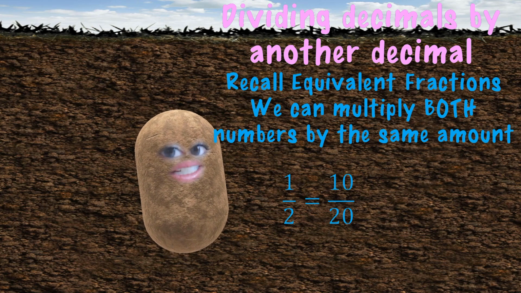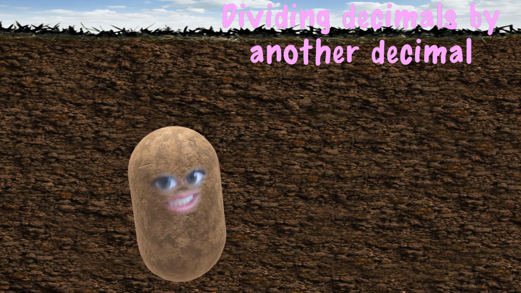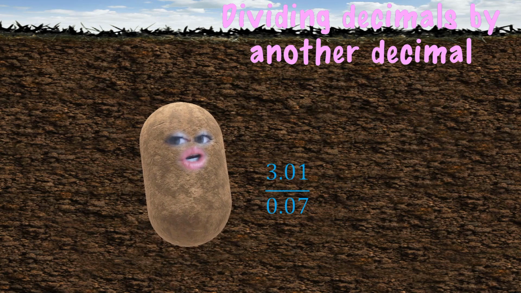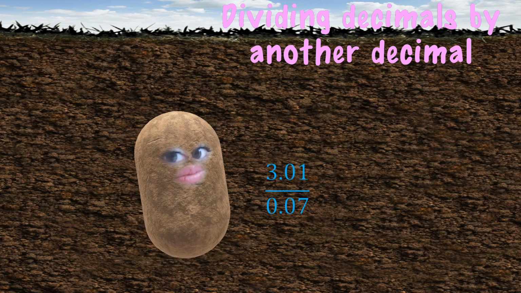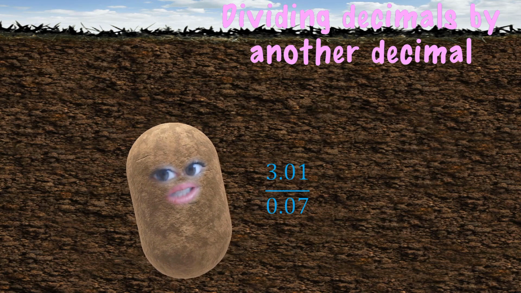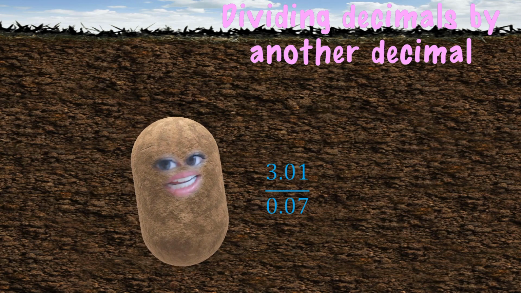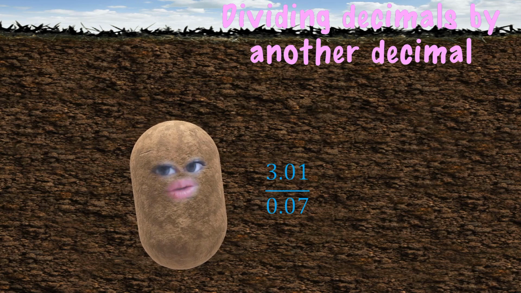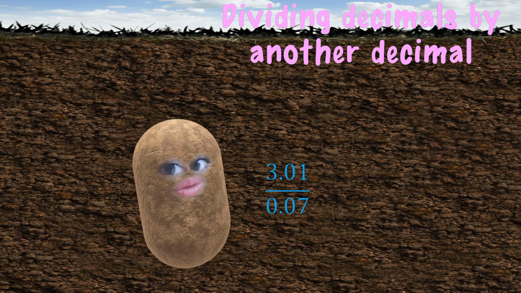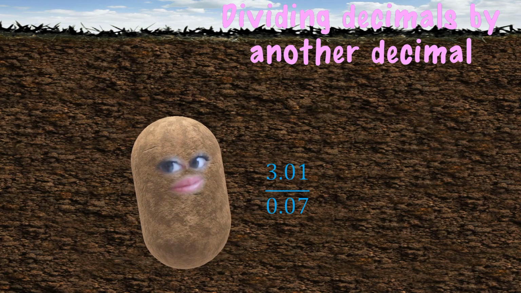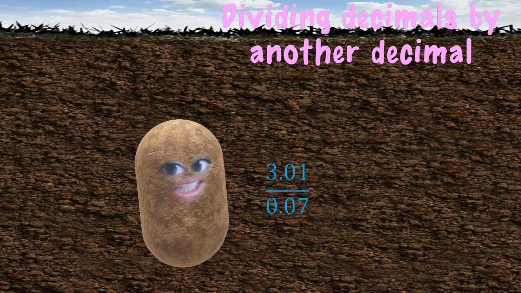So if we multiply the top and bottom by the same amount, we can divide the top and bottom by the same amount. So when we get a question like 3.01 over 0.07, which is the same as saying 3.01 divided by 0.07, just another way to write it, instead of doing that and looking at it and getting confused, we can multiply both numbers by 100. So we multiply the top and the bottom by the same number, which we're allowed to do because they're equivalent fractions.